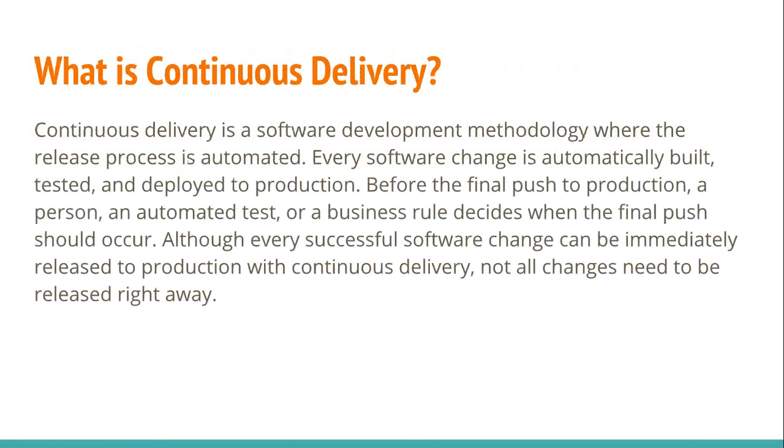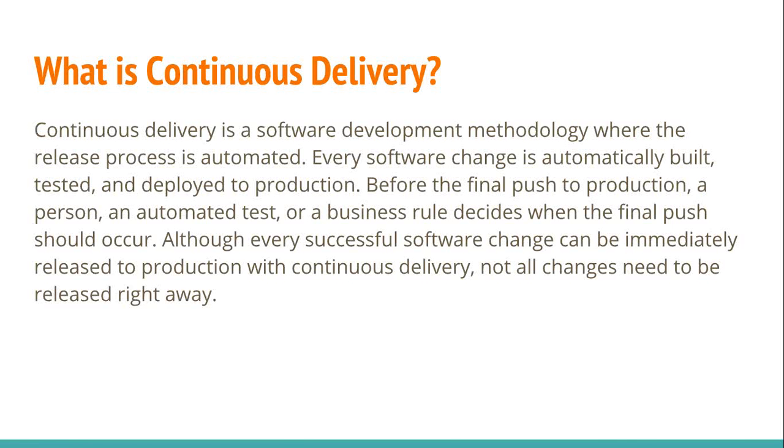So every software change is automatically built. For every minor change, once developers check in the code to the source repository, it will automatically be built, tested, and deployed to production. Before the final push to production, we can put some restrictions. Like, I want to approve the production deployment, I want to run different tests, I want to execute some business rules before deploying to my production environment. All these things we can configure in this. These all come under continuous delivery.